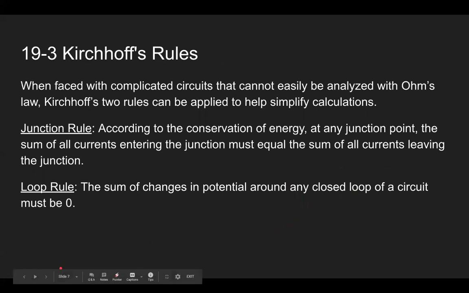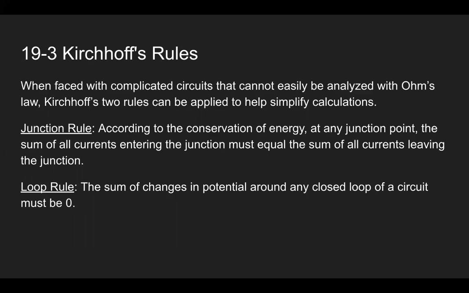Now we're on chapter 19-3, which is Kirchhoff's rules. These come in especially handy when you're faced with a complicated circuit with multiple batteries or multiple entrances and paths for the current to flow, which may at first be a bit overwhelming, but you can break it down into simpler parts using these rules. The first one is the junction rule, which says the sum of all current entering a junction must equal the sum of all current leaving the junction.